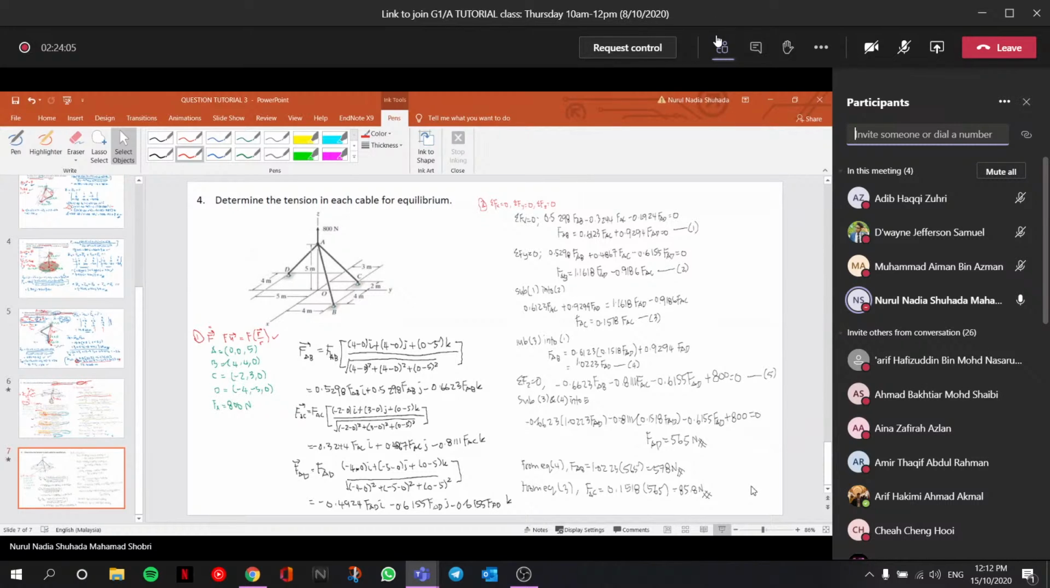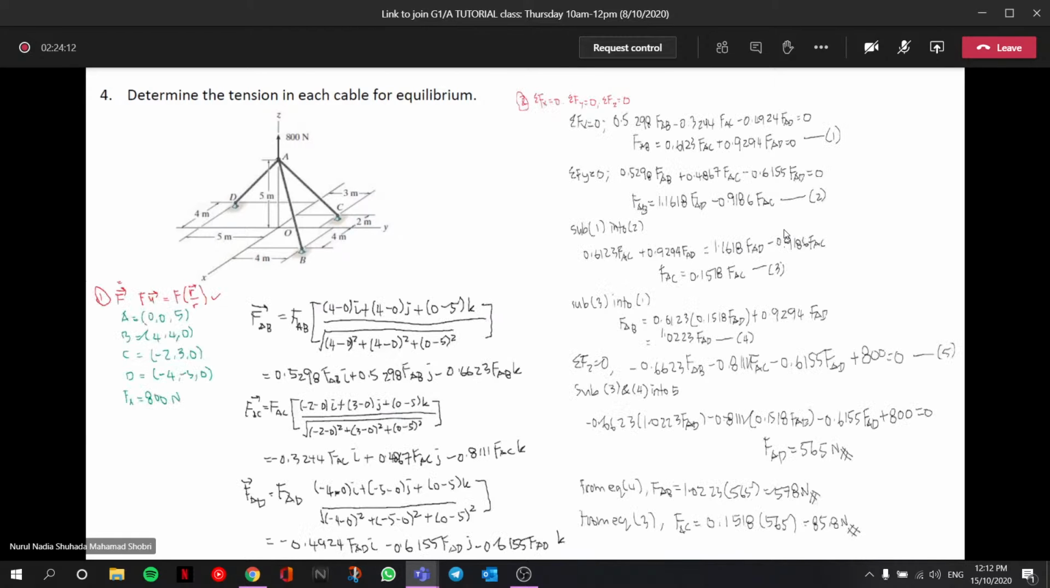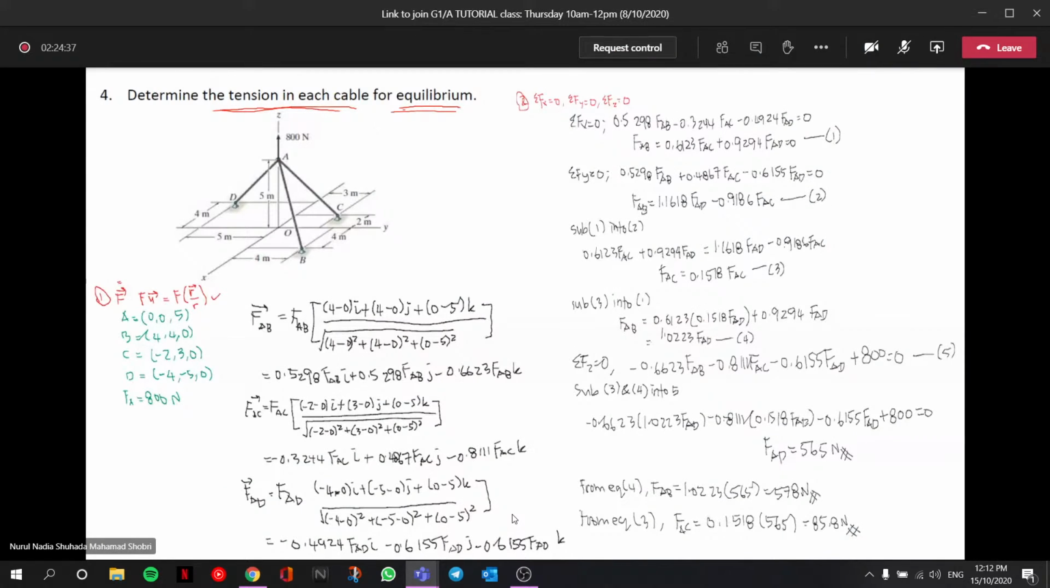Basically, it's the same as question number 5, because we still need to find the tension in each cable. The state of point A here is in equilibrium, which means that the sum of the forces in all directions, Fx, Fy, and also Fz, is equal to 0.